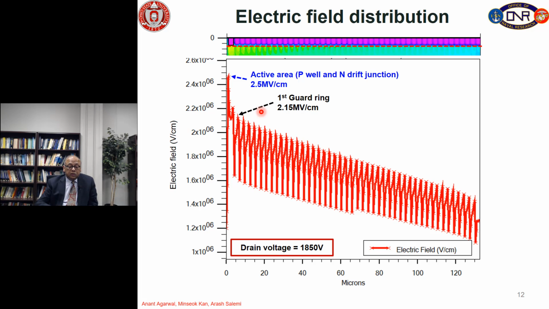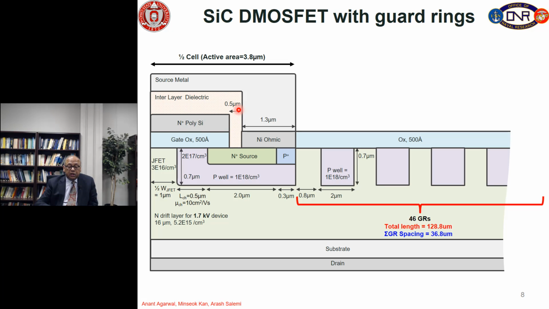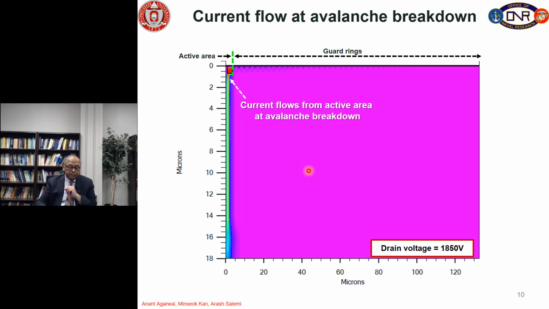So, we can achieve this mostly because we have kept the guard ring spacing of 0.8 micron. If we increase this guard ring spacing, you can see that the electric field in the first guard ring will rise, and if we make it say 2 micron, then this guard ring will not work. So, you want to keep this spacing as small as you can for these guard rings to be very effective.